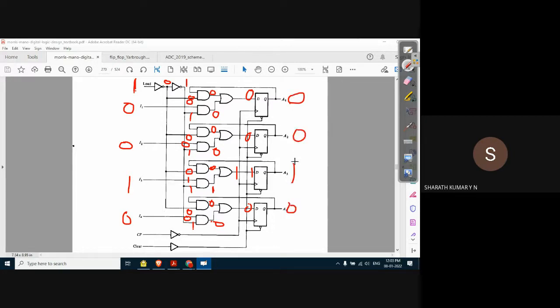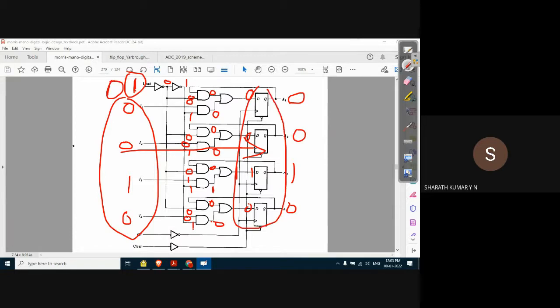That means we have loaded the parallel input to the register using the load input. So if load is 1, data will be loaded to the register. If the load input is 0, the register will retain its previous state. It will not lose the data, but it will retain its previous state if the clear input is 1.